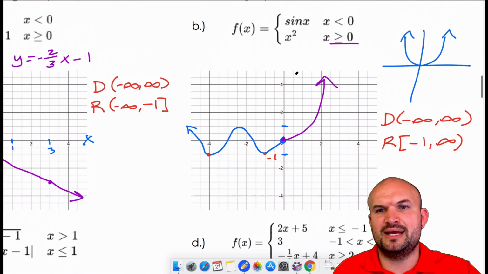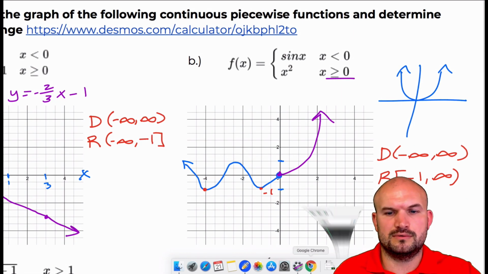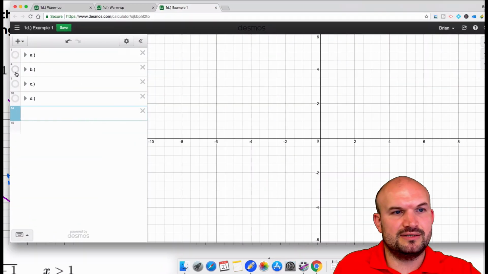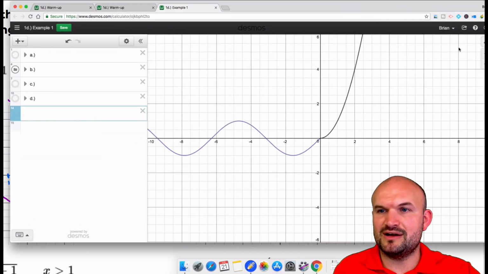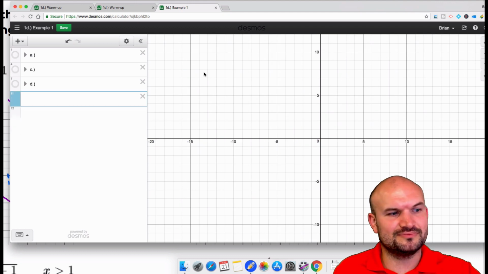Oh, let's check my answer here, right? I forgot to do that. So if I go and check my answer for B, you can see that's what the graph looks like. Kind of looks kind of cool, right? Weird, but it kind of looks cool.